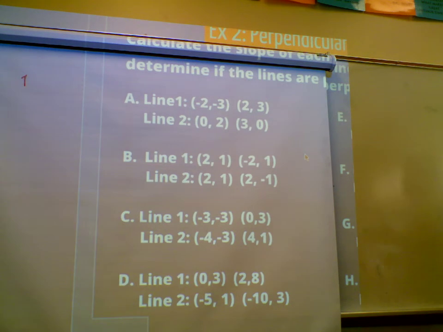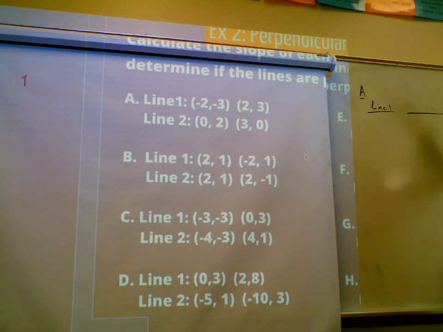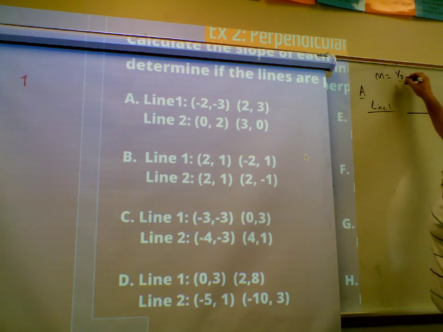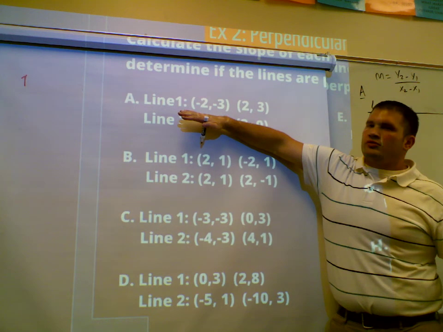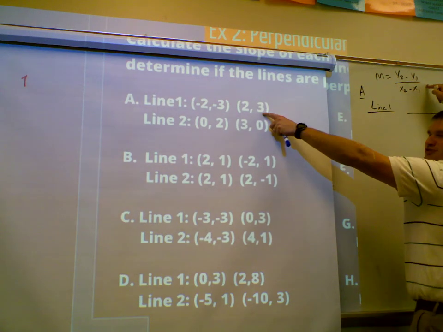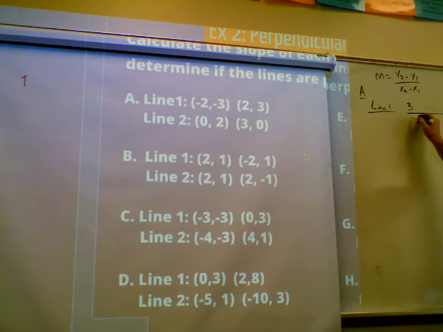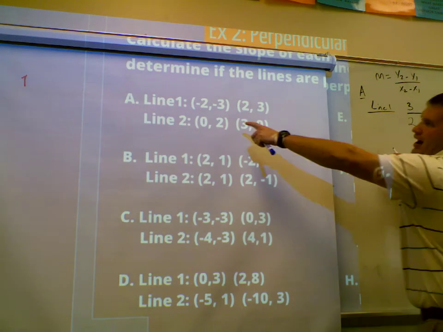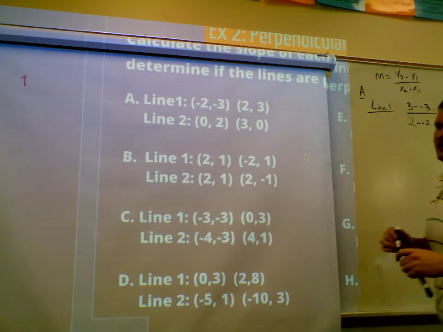Alright, so here's line 1 and 2. If I want to figure out if these lines are perpendicular, what do I have to do with those lines? You have to get the slope. So for part A, line 1, remember, slope m equals y2 minus y1 over x2 minus x1. For line 1, the top one, don't get confused by the bottom one. What is my y2? 3. Y's are on top. So 3 is y2. x2 is 2. So 3's on top, 2's on bottom. y1 is negative 3, so minus negative 3. And 2 minus negative 2. Does that make sense?